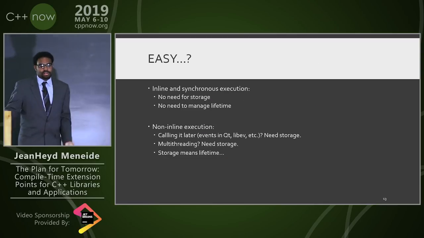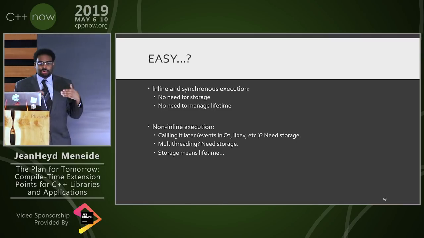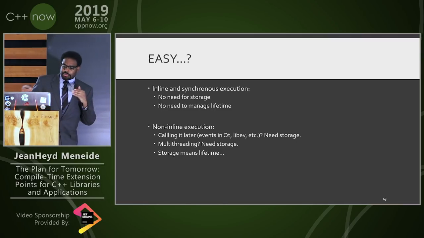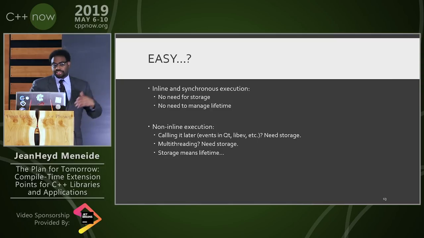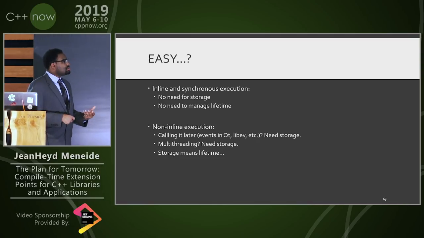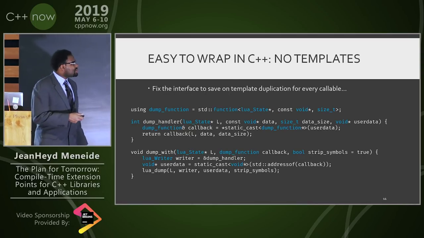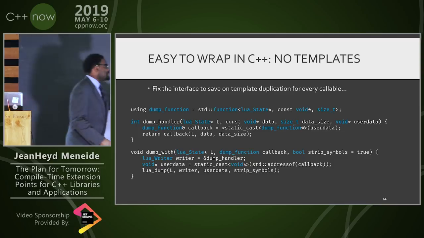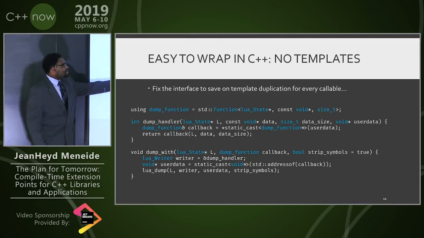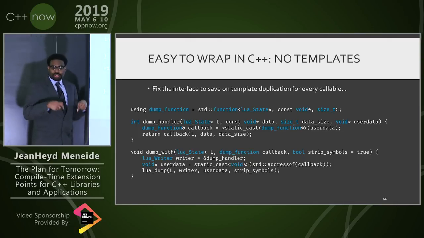It's also synchronous, which means I don't get control back until it's done. The problem is that when you get to non-inline execution or asynchronous execution, or you end up in the state that libev or Qt end up in, you need to store it. So in that case, std function becomes mandatory, because the implementation of this won't just be using a void star and then passing it. You'll have to store it somewhere and save it, and for that, std function becomes mandatory.